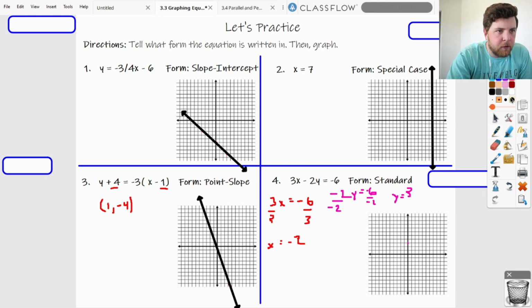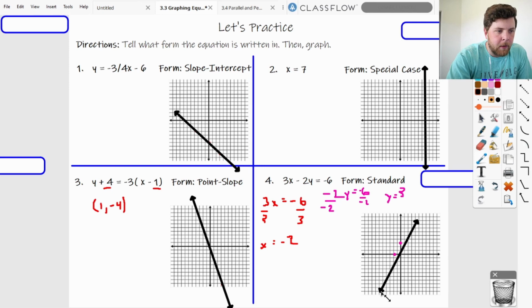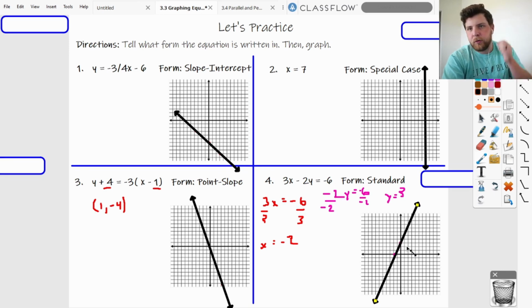My x-intercept is negative 2, so on the x-axis I go to negative 2, and I can graph my line from there. The more points you have, the more accurate your line can be. But as long as you have those 2 points, you should be good to connect them.